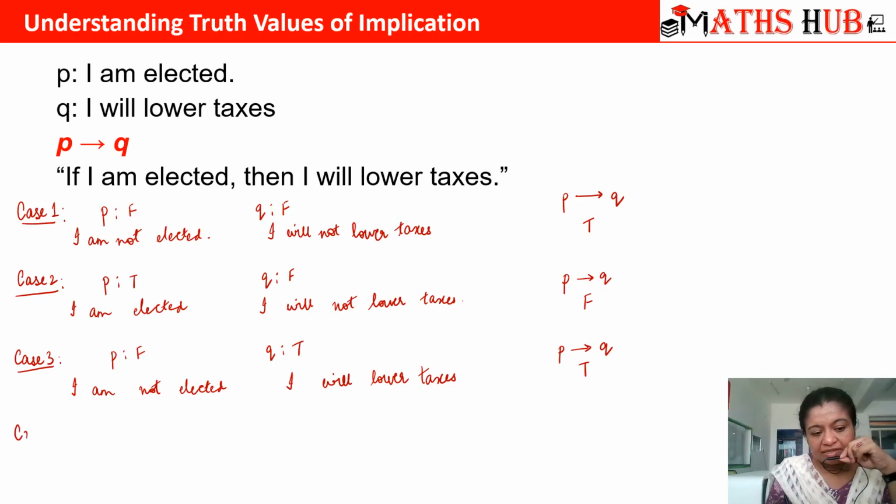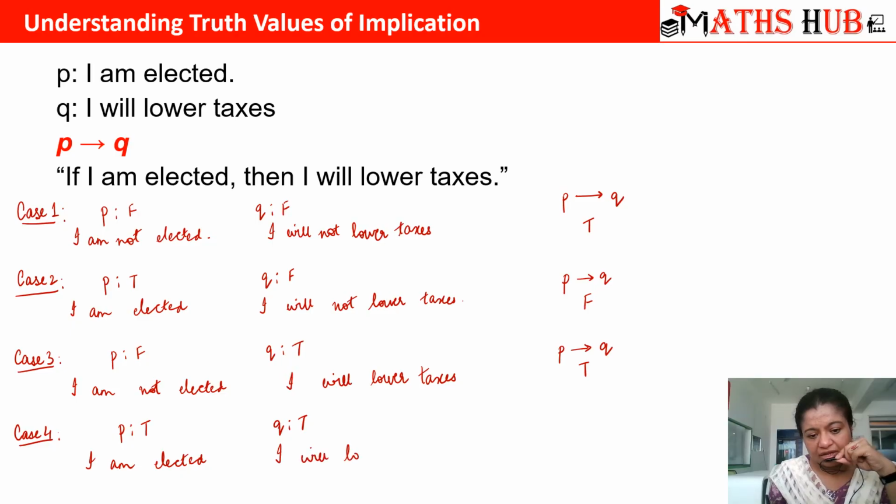And the last case, case number 4. Case number 4 says that P is a true statement and Q is also a true statement, right? That means I am elected and I am lowering the taxes also. This is the actual argument that if I got elected, I will lower the taxes. That means P implies Q should always be true.